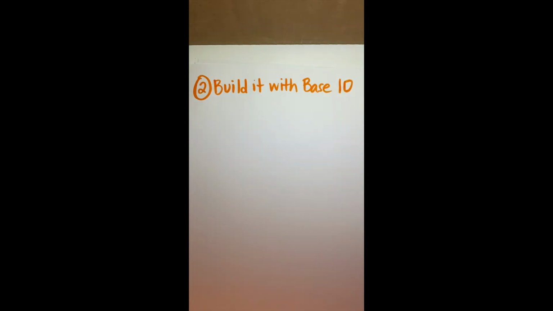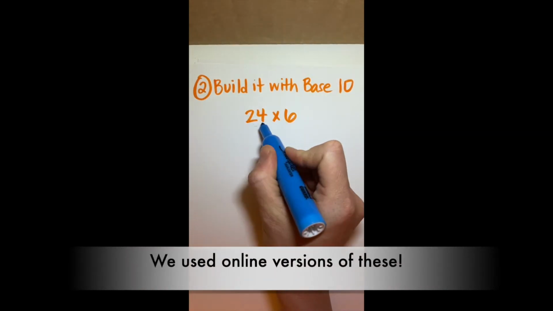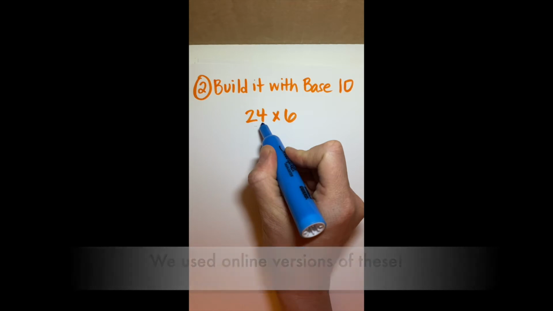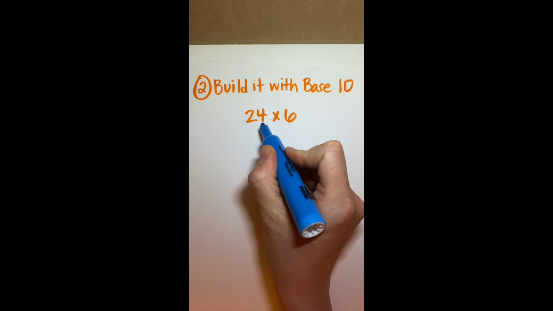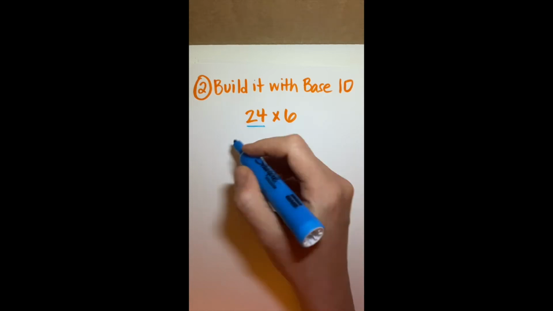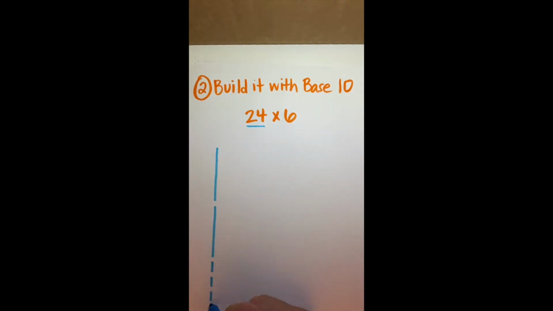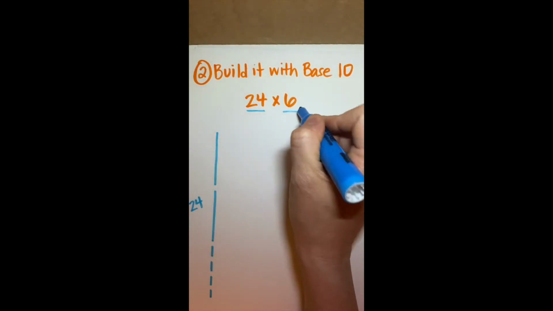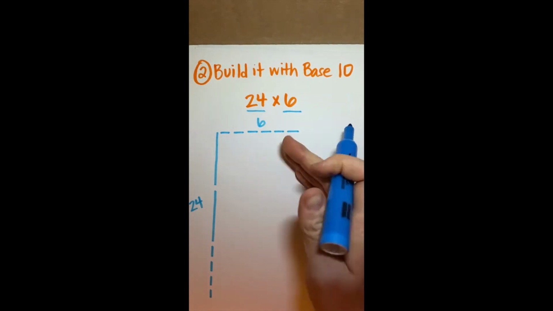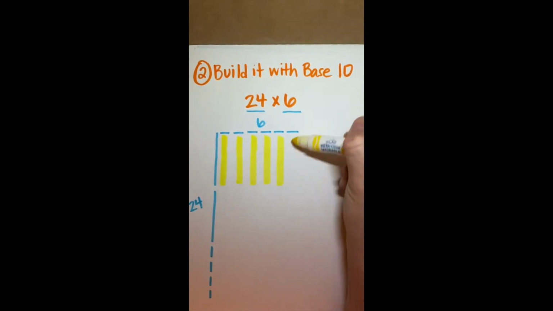Now let's try the next one, build it with base 10. Remember those base 10 pieces that we used in class? These are plastic pieces that show units of 1, 10, and 100, and you might have used them in 3rd grade. We used online versions of these over distance learning. Now because you all don't have these at home, I'm going to draw mine using yellow and blue markers. So I start by drawing my dimensions, 24 and 6. Each of those numbers matches my factors.